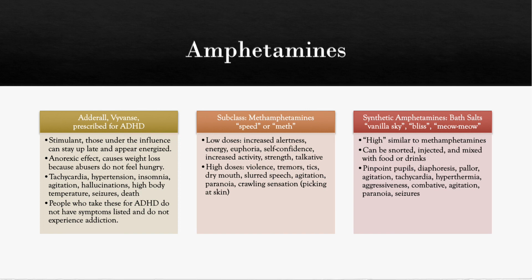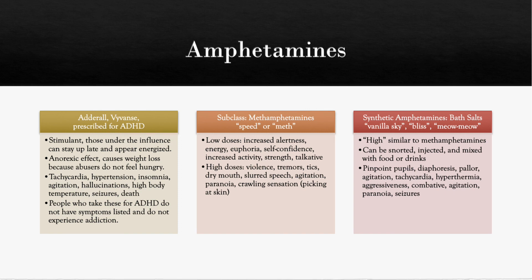So methamphetamine is known as speed or meth, and it's very addictive. So someone might start taking with low doses, and you get increased alertness, increased energy, a euphoria, increased self-confidence, increased activity, increased strength, and really talkative. And then as you get more and more addicted, you need high doses. And those symptoms are violence, tremors, tics, dry mouth, slurred speech, agitation, paranoia, and a crawling sensation on the skin. So this is where you'll see those skin changes from picking at the skin because of that crawling sensation.